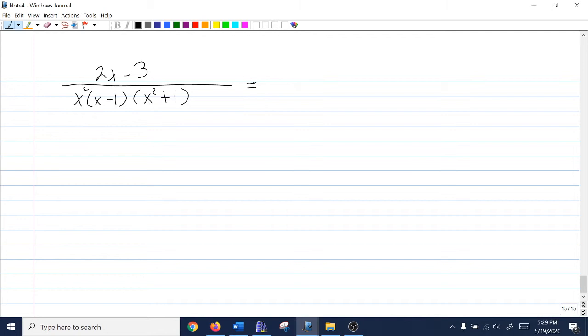What's the form of this? X is repeated twice. I have something over x, I have something over x squared. I have x minus 1. I have a denominator of x squared plus 1. This one needs a linear on top, dx plus e. Hey, I wound up with 5 letters on bottom.